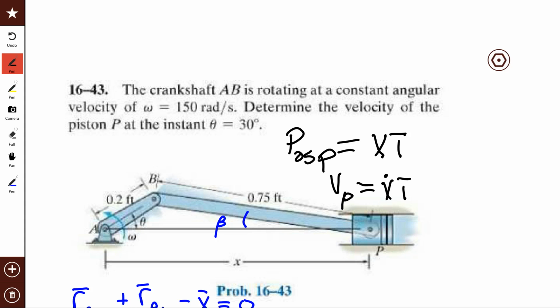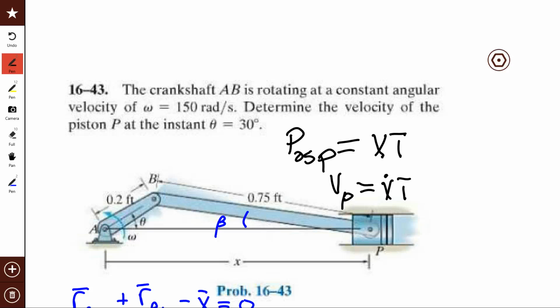Yeah, exactly. 0.75 cosine of beta. And that'll get you over to here, and you're too high, now what? Minus 0.75 sine beta. Boom, you're down, you're right there. Now what are you going to do?